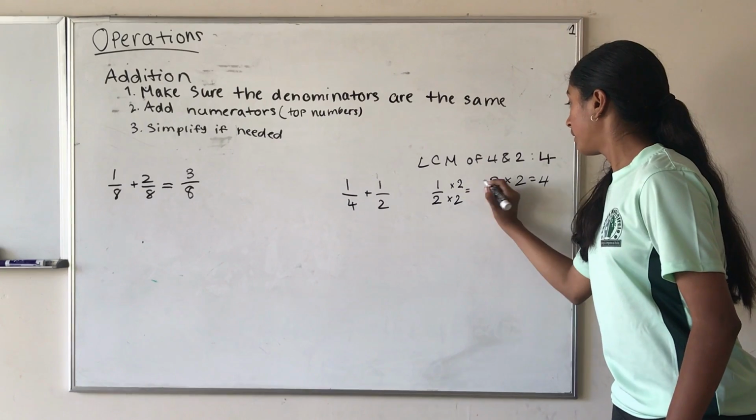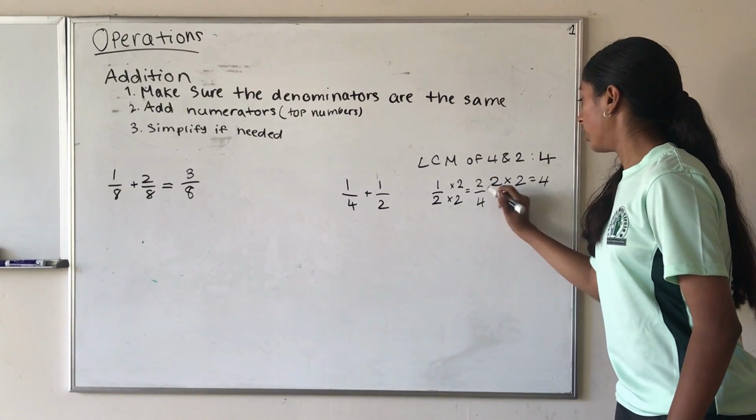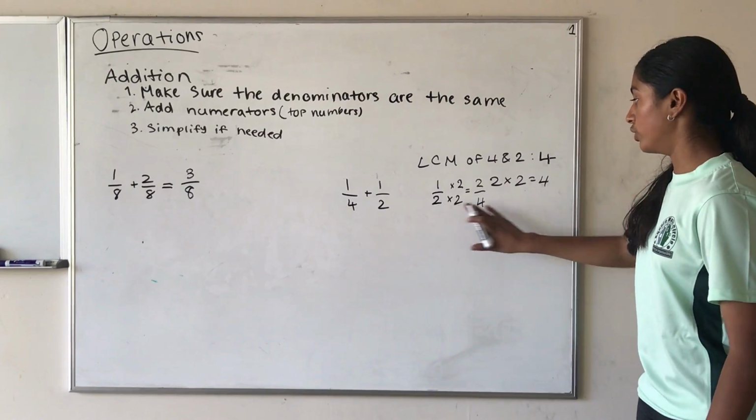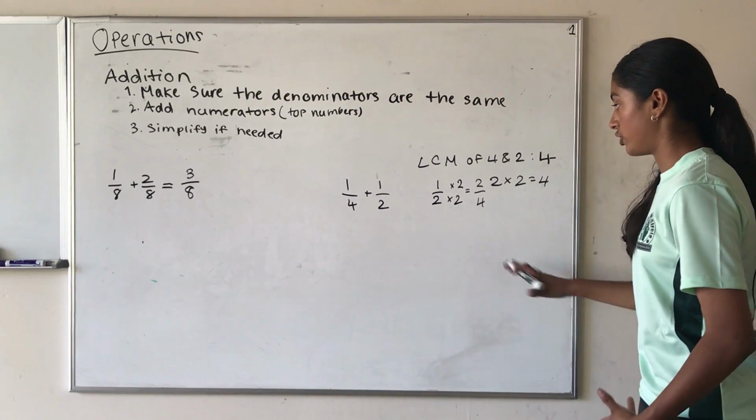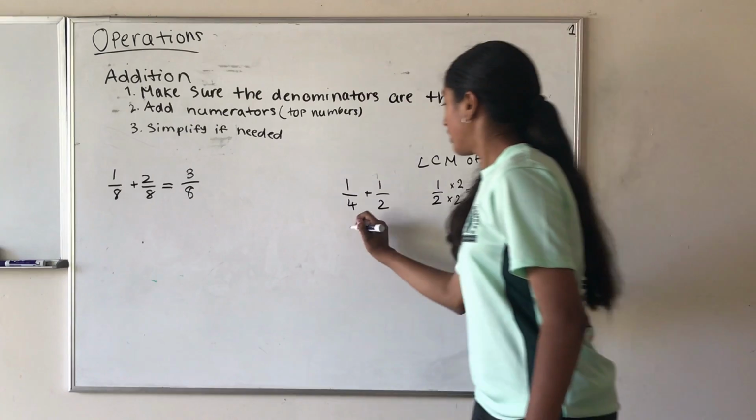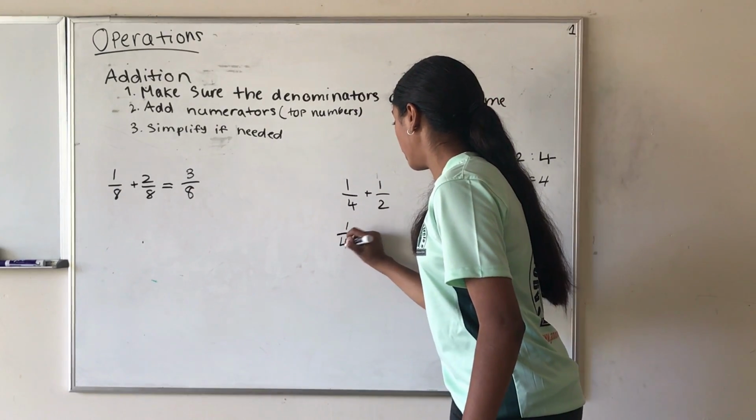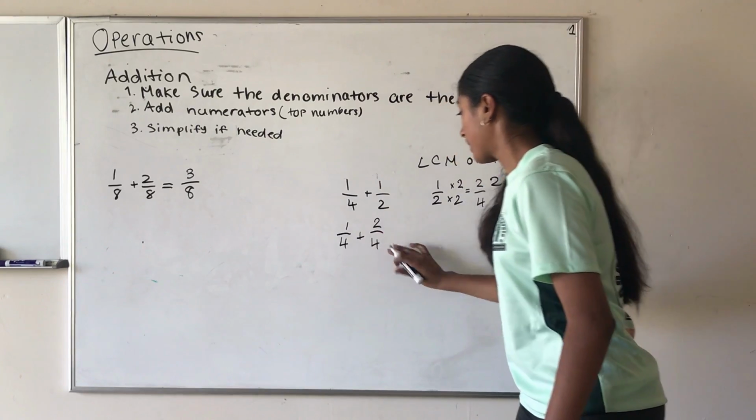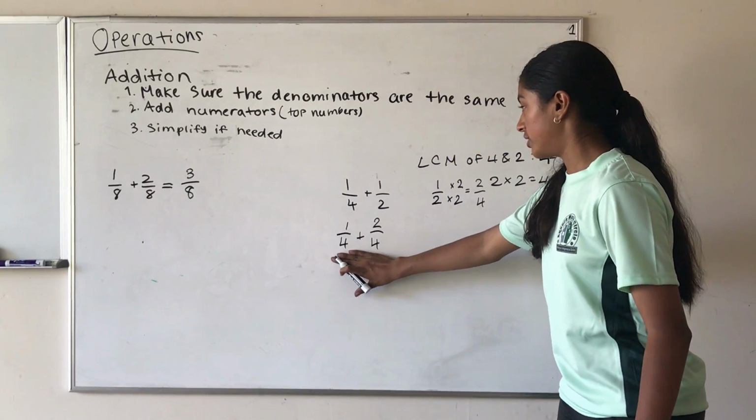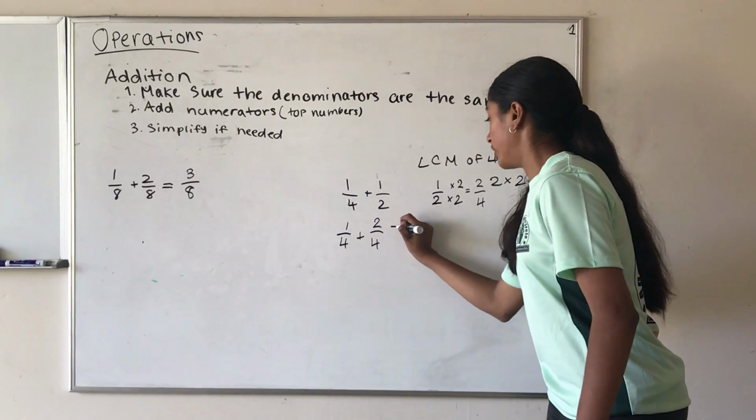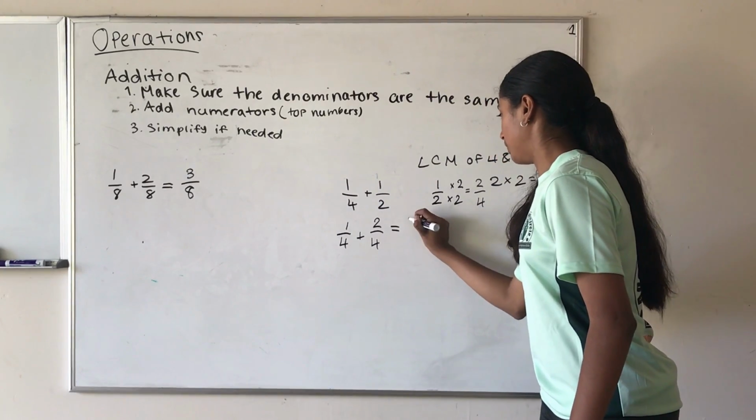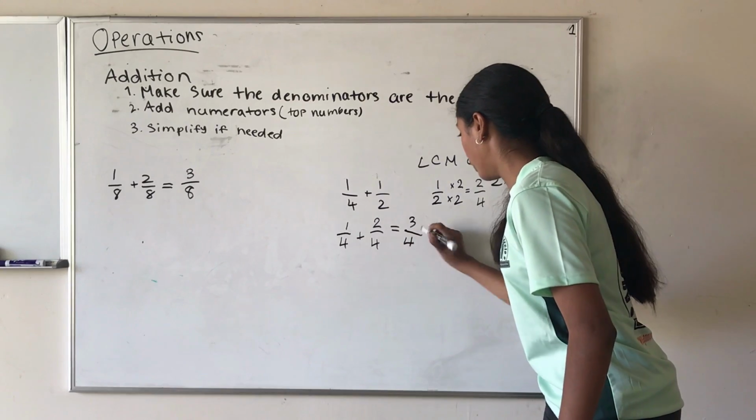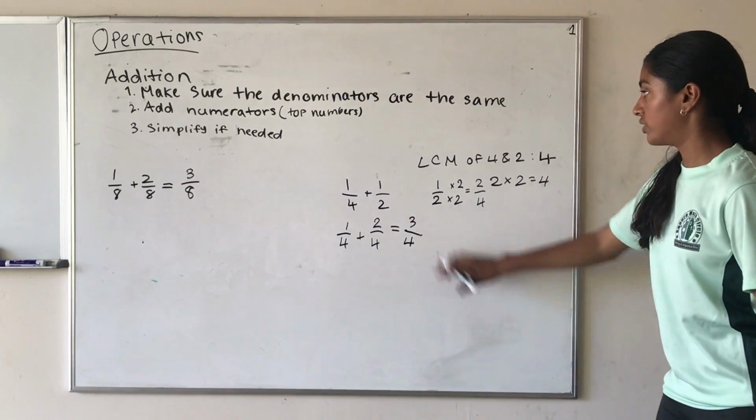And you would get 2 over 4. And we know, because of equivalence, that 1 over 2 and 2 over 4 is the same fraction. So now we can add. We would do 1 over 4 and rewrite 1 over 2 as 2 over 4. Since the denominators are the same, we can add the numerators. 1 plus 2 would be 3, and the denominator would stay the same. We would have 4. So the answer is 3 over 4.